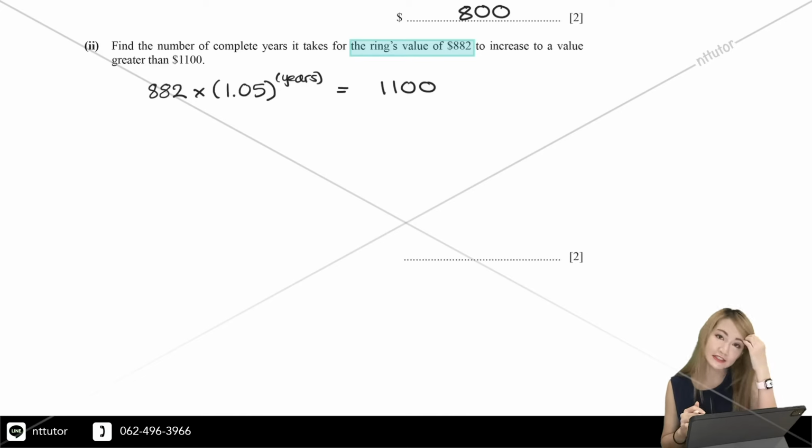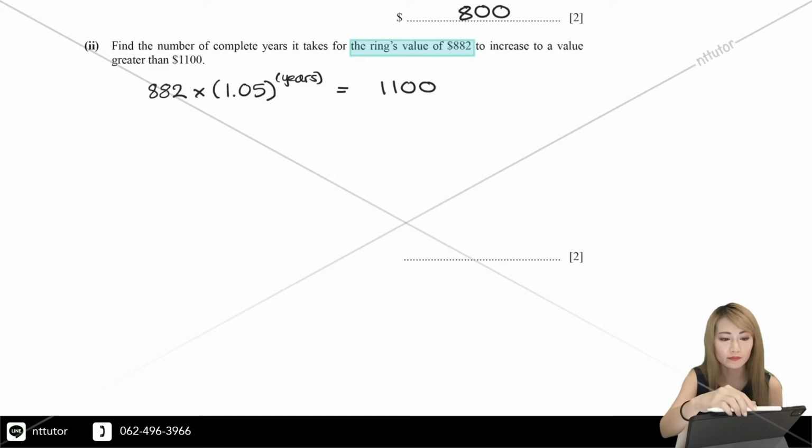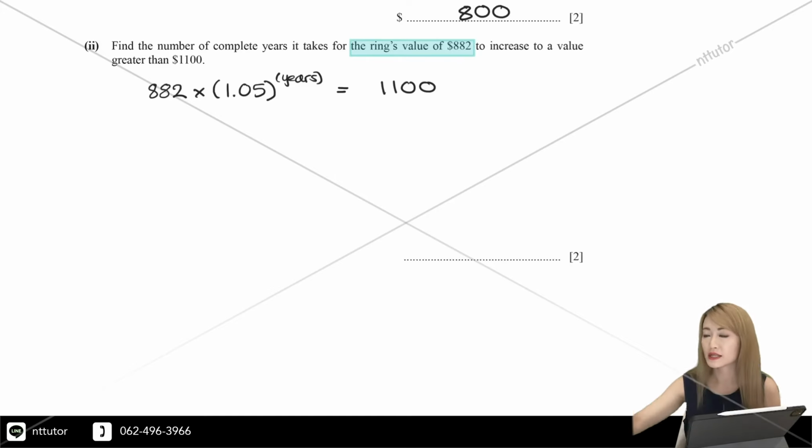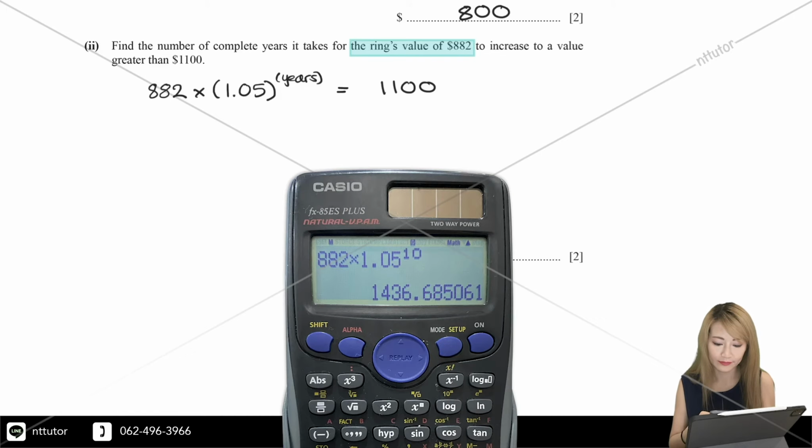And right now at IGCSE level, it's impossible for you to solve the problem or make years the subject of the formula. So what you can do is actually trial and error. For example, let's take a guess first. So let's guess maybe it's 10. So you would type 882 multiplied by 1.05 to the power of 10. That is 1,436. So that's too much. So I want to try something that's less than 10.